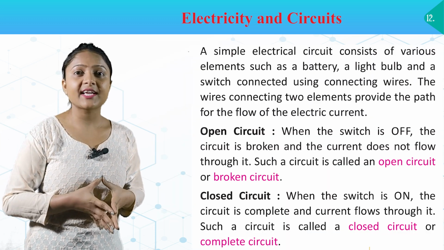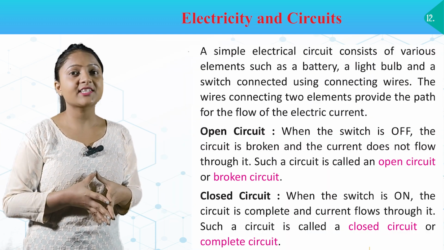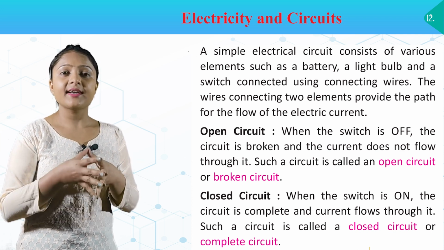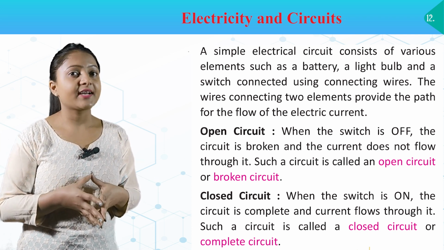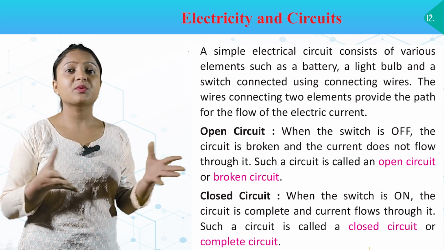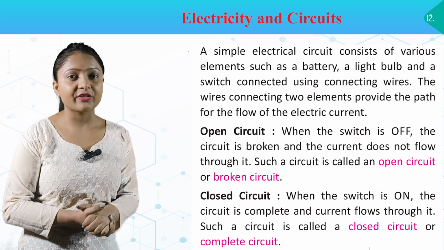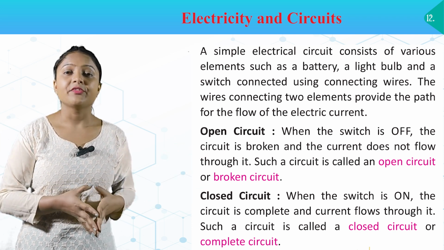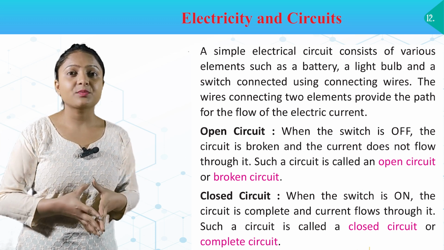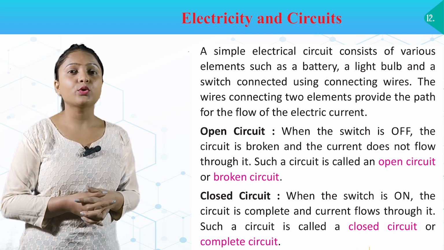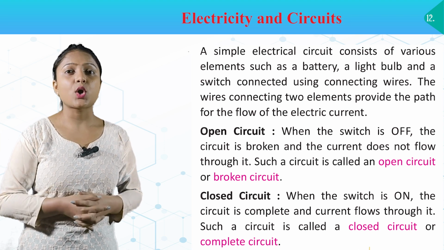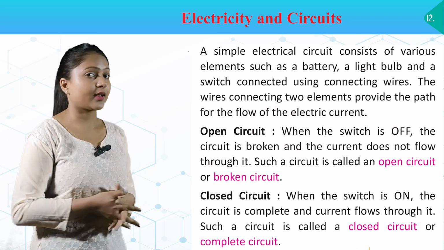A simple electrical circuit consists of various elements such as a battery, a light bulb, and a switch connected using connecting wires. The wires connecting two elements provide the path for the flow of the electric current. Open circuit. When the switch is off, the circuit is broken and the current does not flow through it. Such a circuit is called an open circuit or broken circuit.